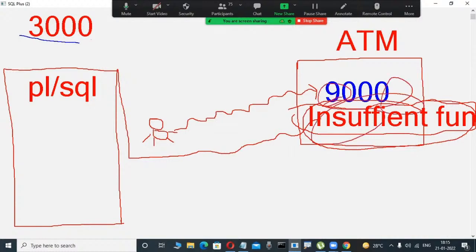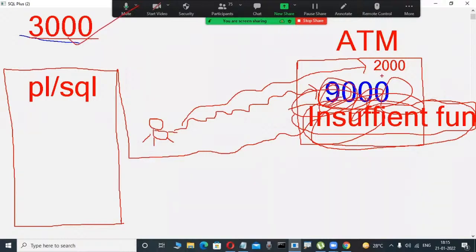Again, another scenario. For example, my balance is 3000. Suppose I am inserting an ATM card and I try to withdraw 2000 rupees. Is that possible? Why? Because my balance is 3000.